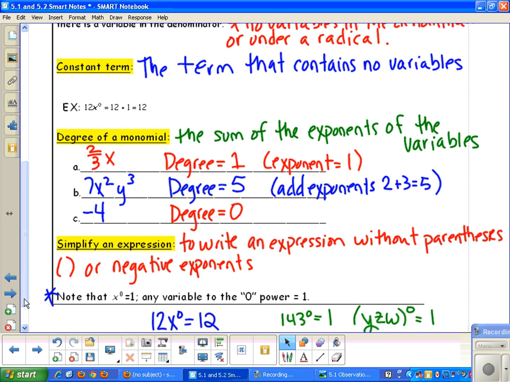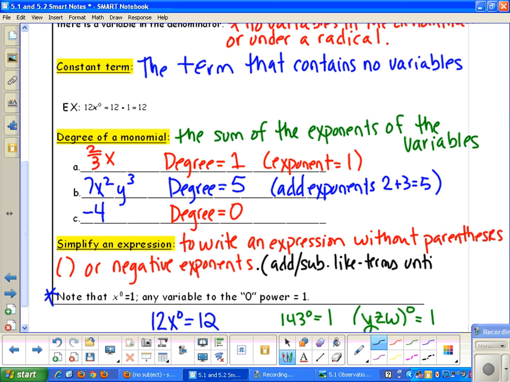So basically what we're going to do is add or subtract like terms until there's no more operations left to do.